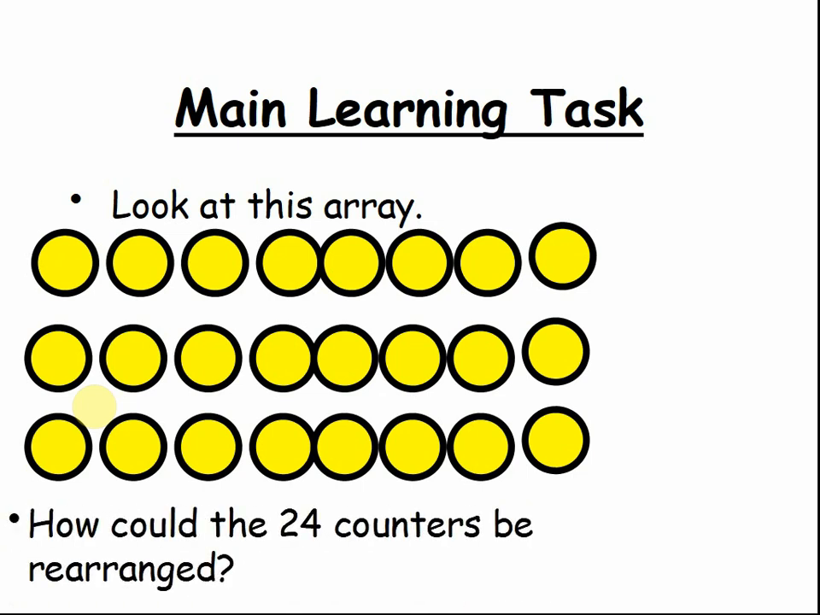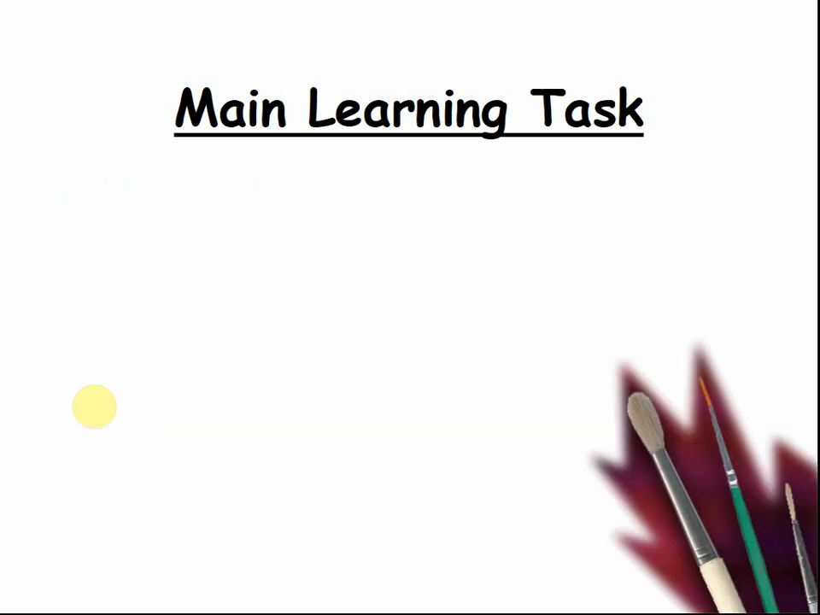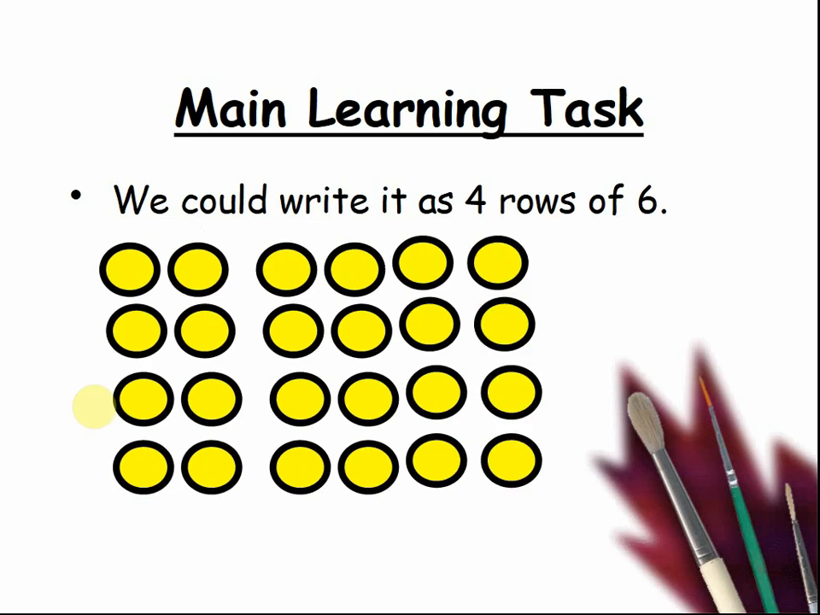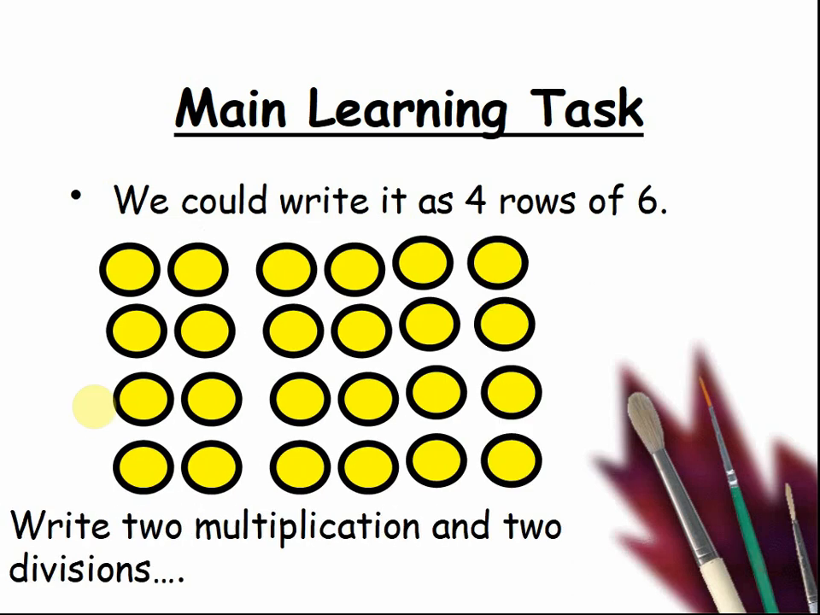How could the 24 counters be rearranged? Pause the video and discuss the different ways you could organize it. We could write it as 4 rows of 6. Get into pairs. Write 2 multiplications and 2 divisions. Pause the video until they are ready.